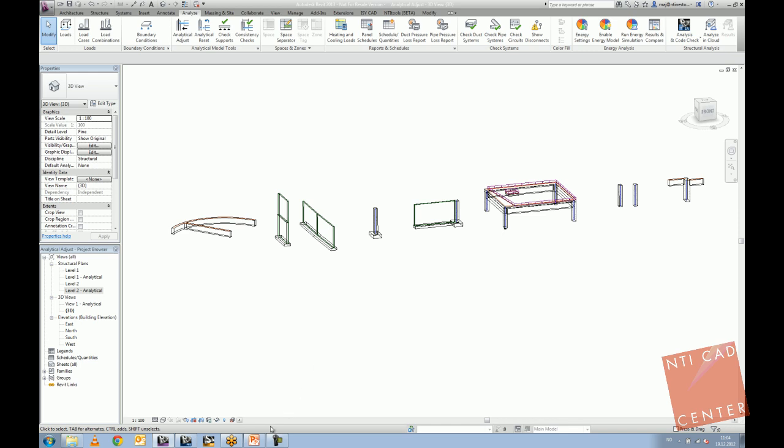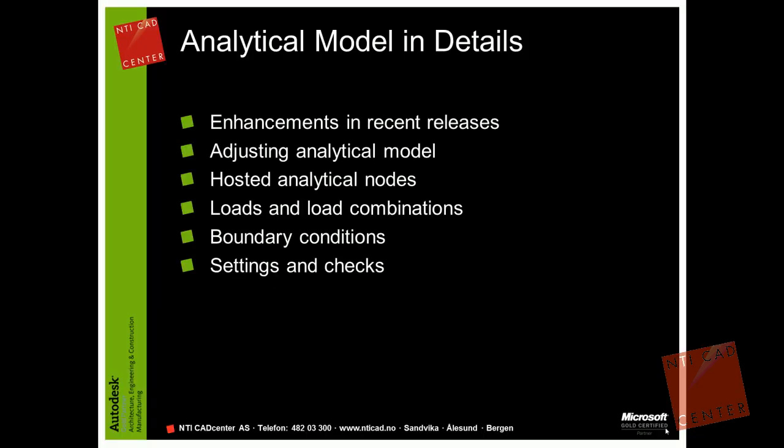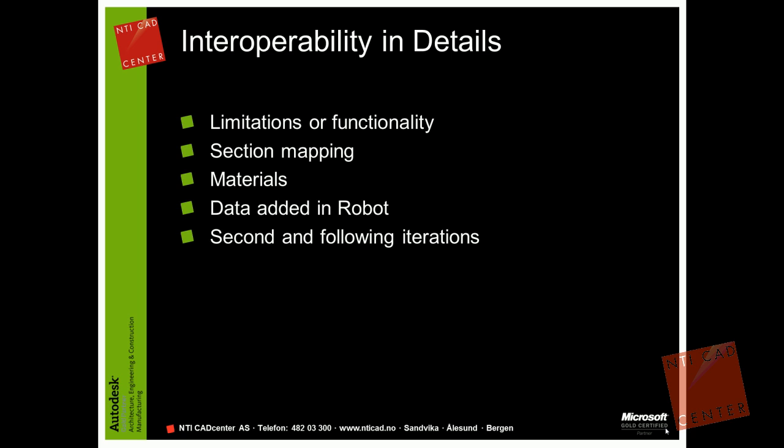Yeah, getting back to the PowerPoint. The next point would be interoperability: sending the model to Robot from Revit and back and forth. So basically we'll talk about limitations or functionality.